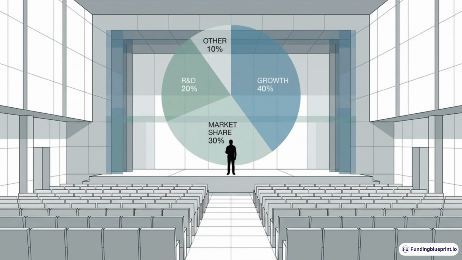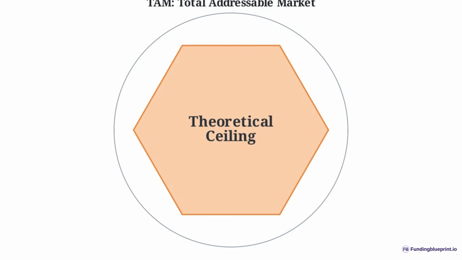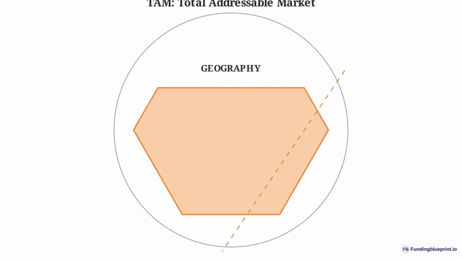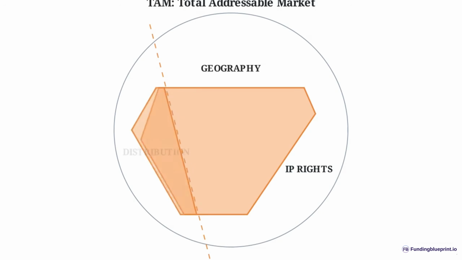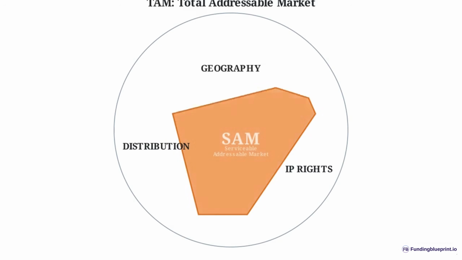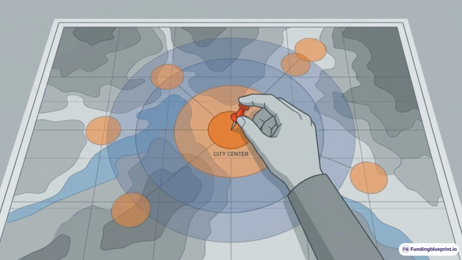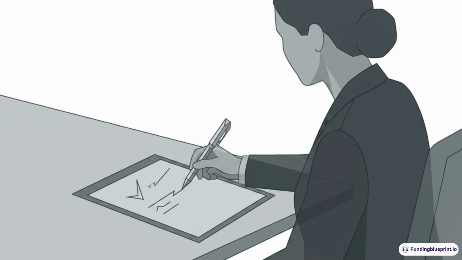TAM proves an opportunity exists, but it offers zero evidence that the founder is capable of winning it. The serviceable addressable market locks into a subset of that TAM, acting as a mandatory reality check on the theoretical ceiling. You define this shape by applying physical constraints, current geography, IP boundaries, and your actual distribution channels. Acknowledging these limitations proves to the investor that you know exactly where your company is capable of competing today. A restricted, honest SAM builds significantly more trust than a massive, undefined industry figure.